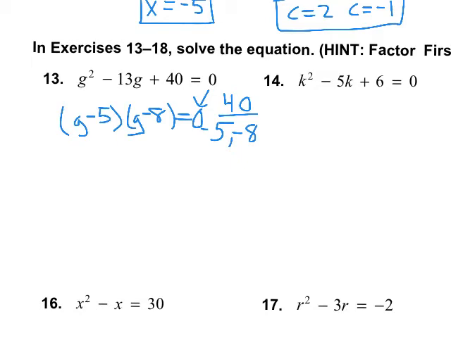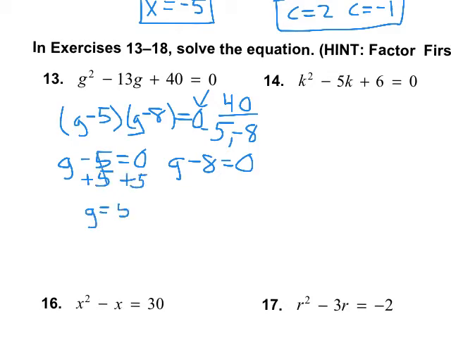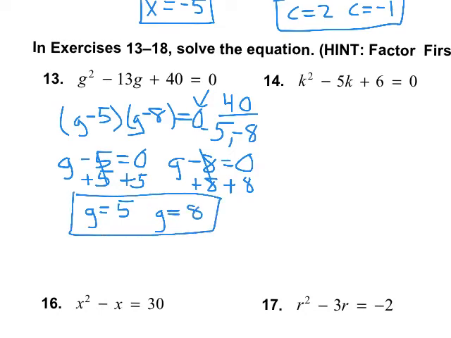Okay? So now I set up my equations. G minus 5 equals 0, or G minus 8 equals 0. So add 5 to both sides. G is 5. Add 8 to both sides. G is 8. There are my 2 answers there.